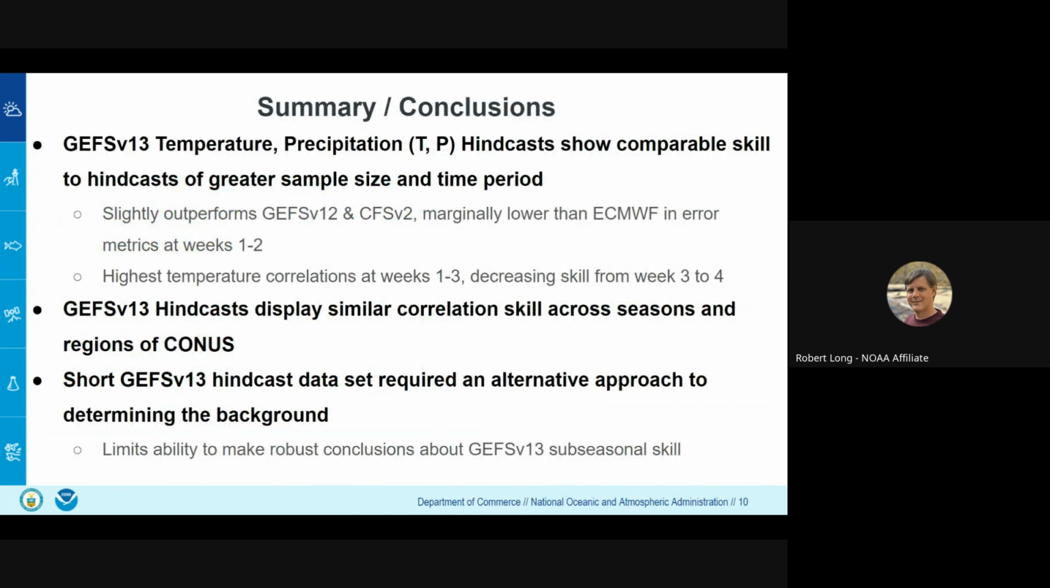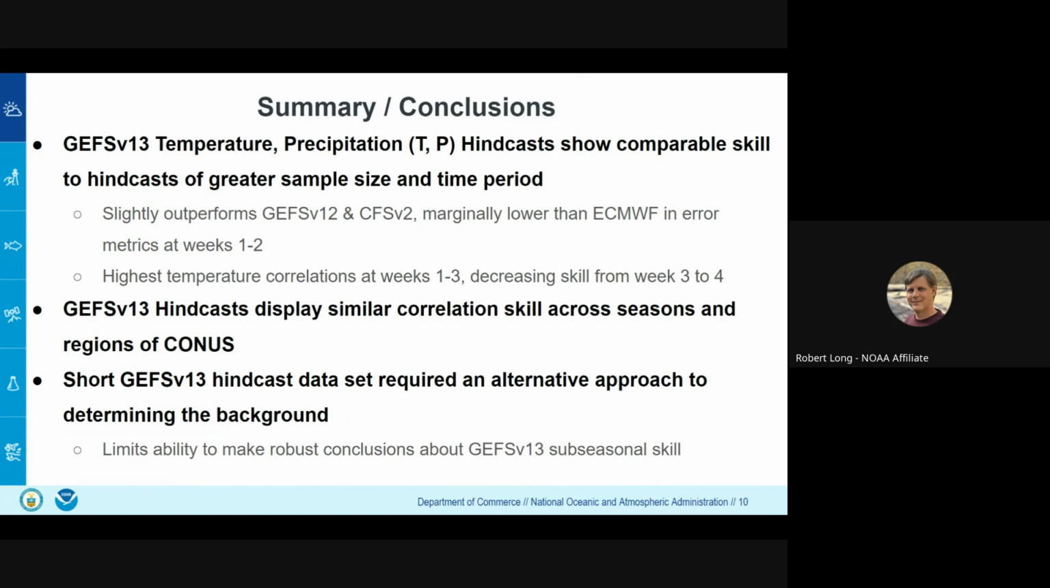So to summarize, the GEFS13 hindcast mini data set that we have does show comparable skill to hindcasts of much greater sample size. We had basically 1,000 forecasts that we evaluated for the GEFS12, for ECMWF, and for CFS, versus only looking at about 100 for the GEFS13. But we saw comparable skill for both temperature and precipitation. And it's quite promising that the GEFS-13 system exhibited similar skill when we compared it to hindcast systems that were properly bias corrected with long-standing climatologies.